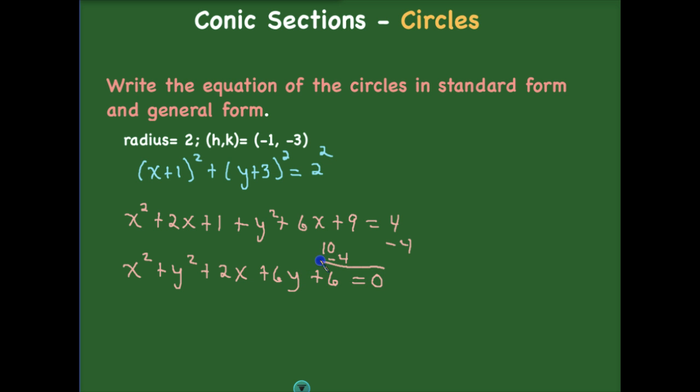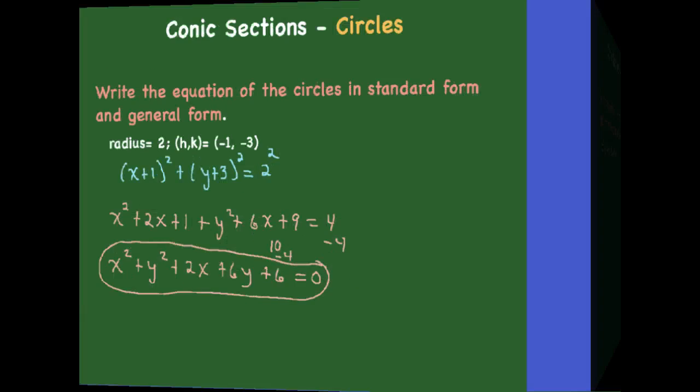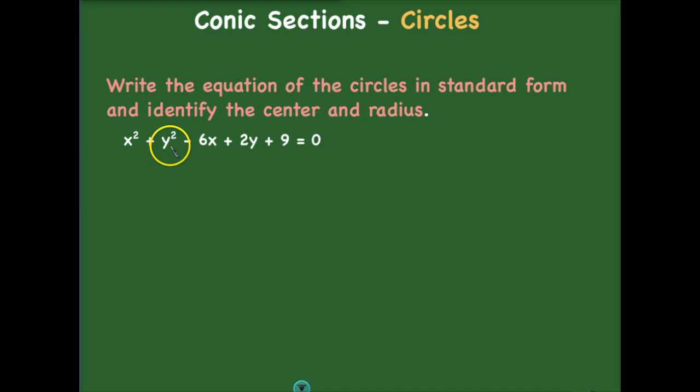And that's all there is to it. So here is the equation of a circle, but now it's in general form. What happens if we start with an equation in general form? How do we put it back to standard form in order to identify the center and the radius?